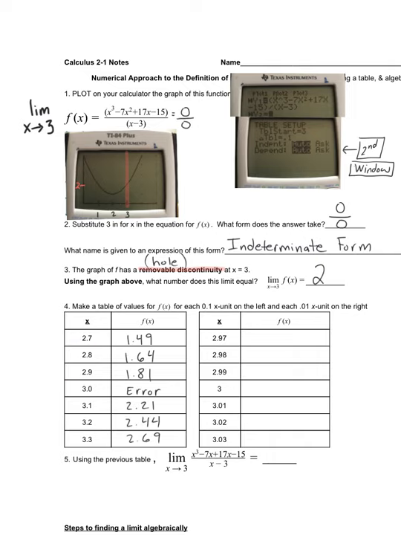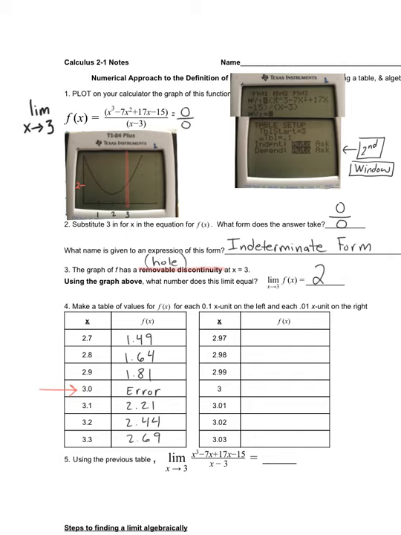Okay, do that right now. Pause the video and check to make sure that your y values are the same as what I have here. Now we are coming in closer and closer to 3 from both sides, coming from the left towards 3, coming from the right towards 3. My y values are getting closer and closer to, it looks like, 2.